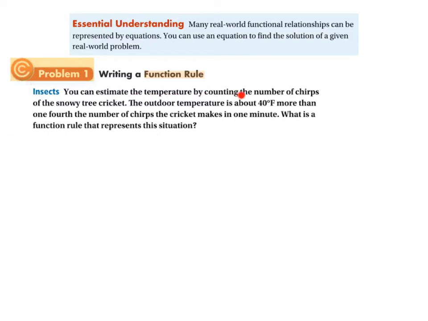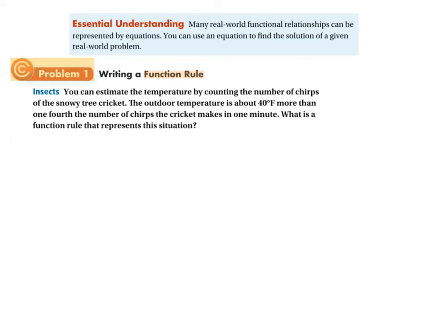You can estimate the temperature of the environment by counting the number of chirps of the snowy tree cricket, okay? This cricket chirps faster or slower depending on the temperature. And the outdoor temperature is about 40 degrees more than 1/4 of the number of chirps that the cricket makes in a minute. So if you can count the number of chirps that a cricket makes in a minute and take 1/4 of that, 40 more than that is going to be what the temperature is. This is a pretty direct relationship, pretty neat.